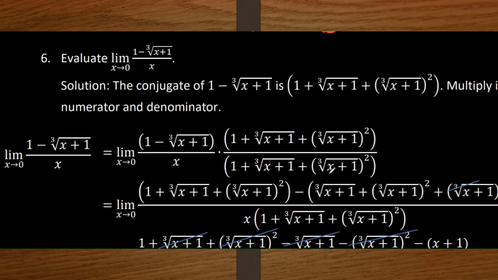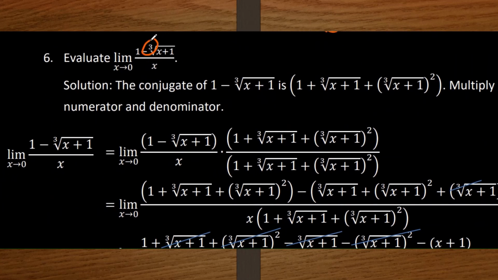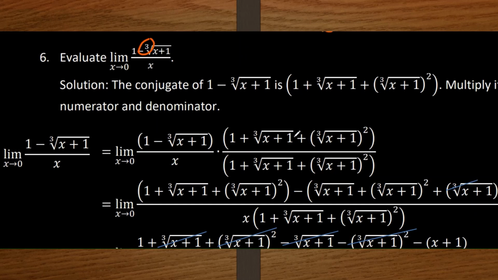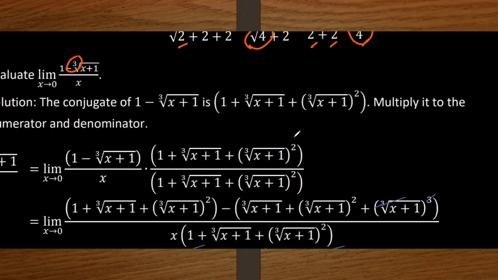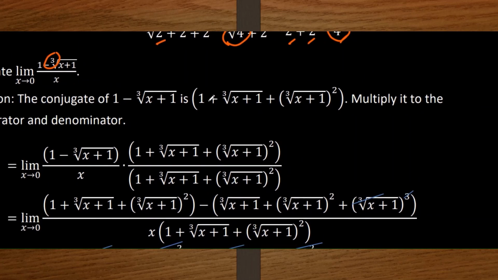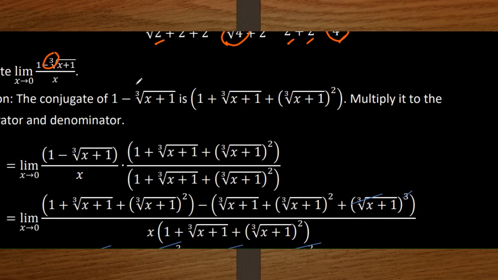Now, we will meet the cube root. Now, cube root, unlike square root, has another meaning. So the conjugate of 1 minus cube root of x plus 1. Okay, what did I tell you a while ago? This is the first, raised to 1. The second is raised to 2. Since that is cube root, you are now limited to 2 as the degree.